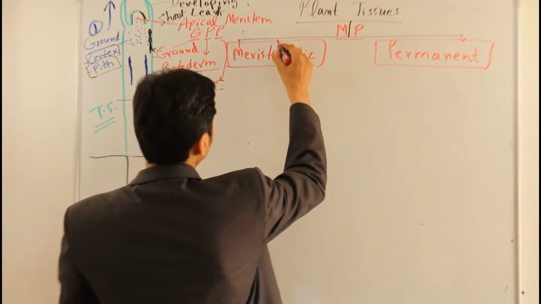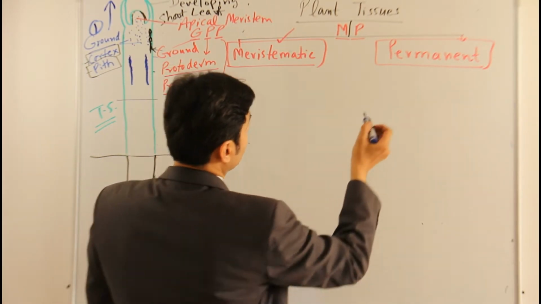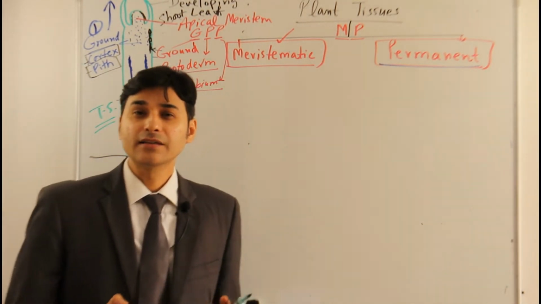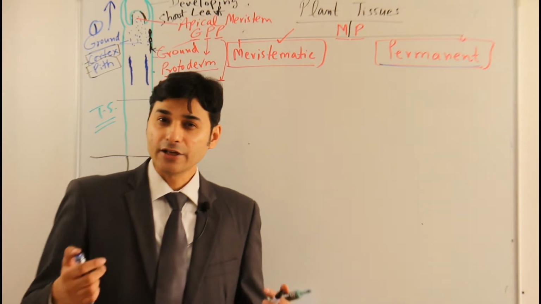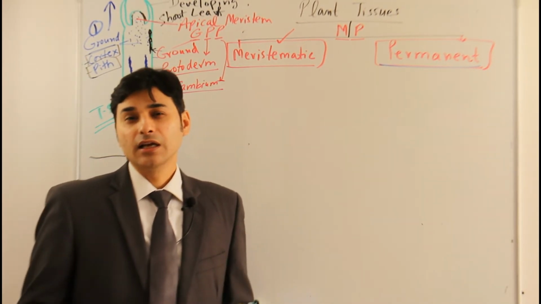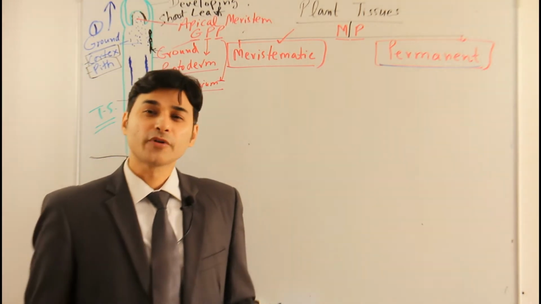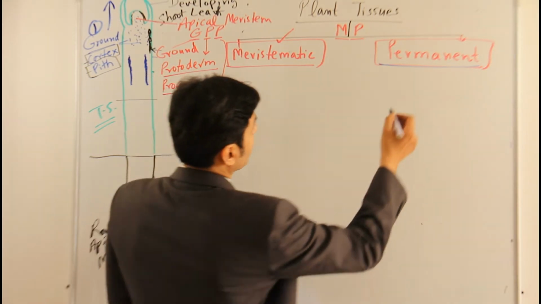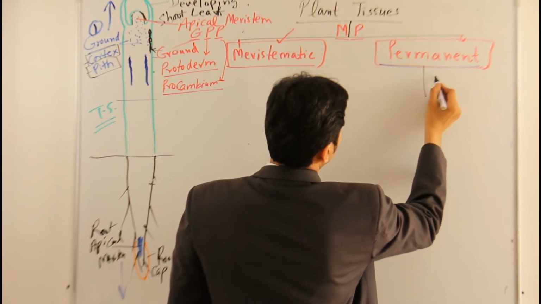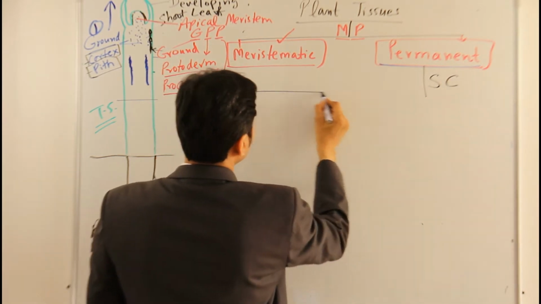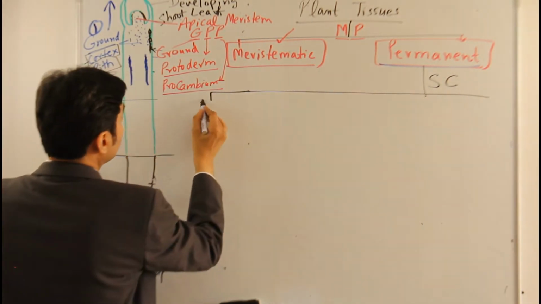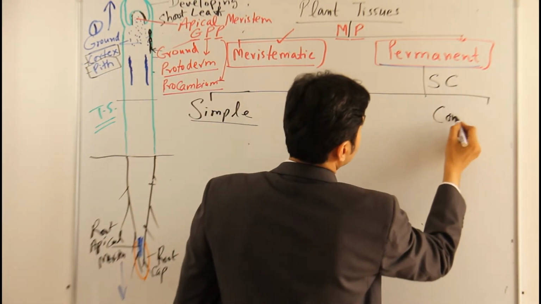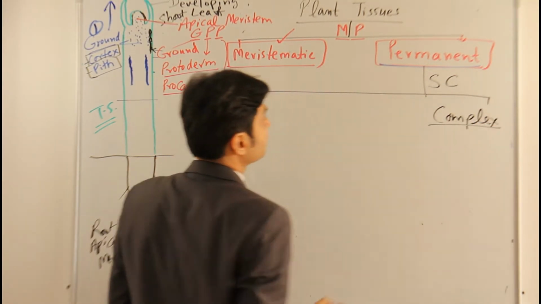Now after meristematic tissue, the next type of tissue is permanent tissue. As the name itself suggests, this is the permanent tissue, and it will not divide further. It is important for the structural, organizational and other functional properties of the plants. Permanent tissue is of two types. How to remember that? Just remember this word SC. S means simple and C means complex. Simple and complex permanent tissues.